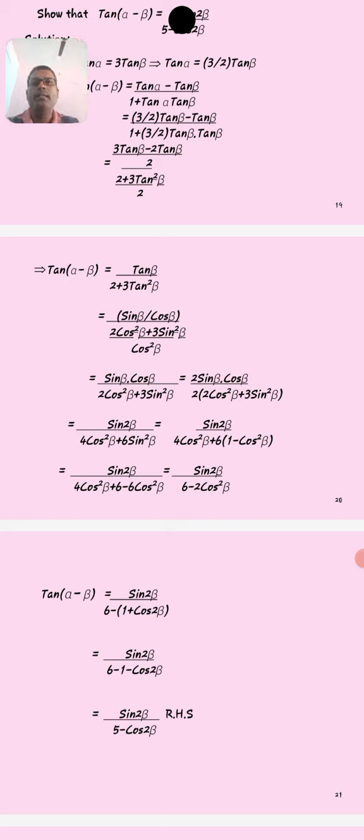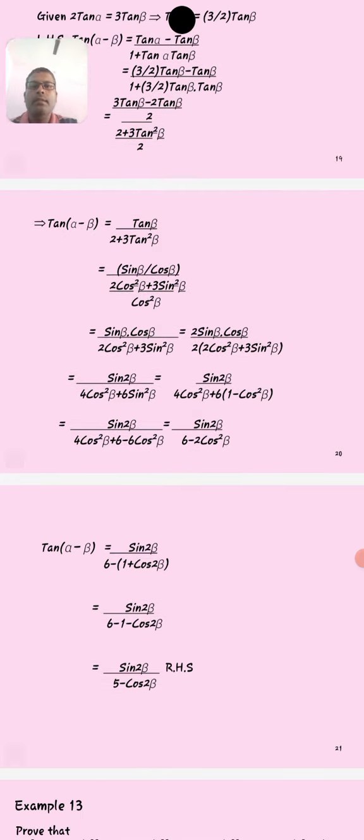Now we get the next step: sin beta into cos beta divided by 2 cos square beta plus 3 sin square beta. We have to multiply both numerator and denominator by 2, we get 2 sin beta cos beta divided by 2 into 2 cos square beta plus 3 sin square beta.